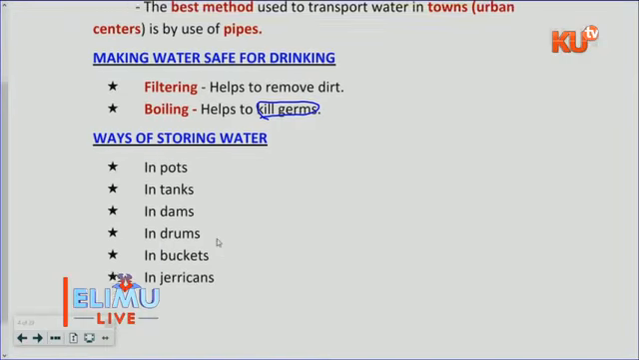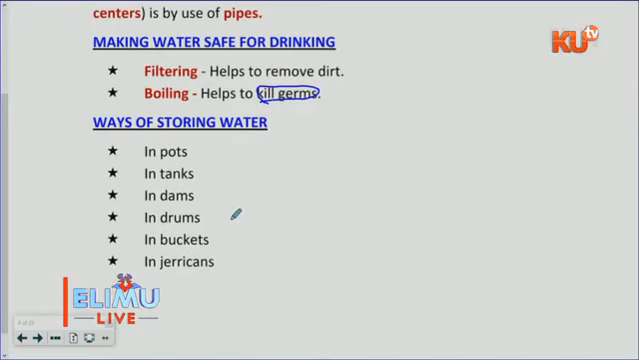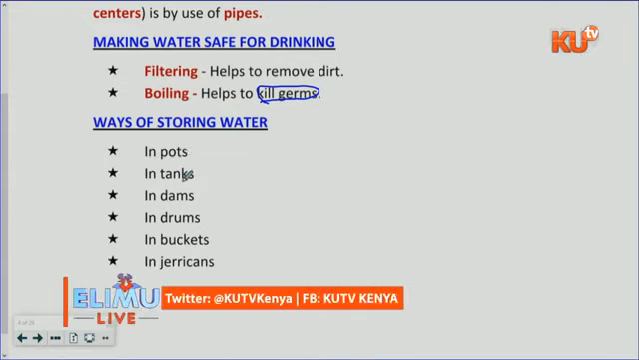We learned again in class 3 ways of storing. Apart from learning about ways of transporting water, we also learned about ways of storing water. We can store water in pots. We can store water in tanks. We can store water in dams. We can store water in drums. We can store water in buckets. We can store water in jerry cans.